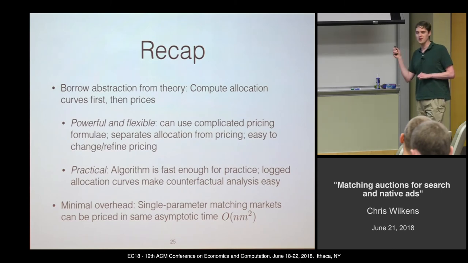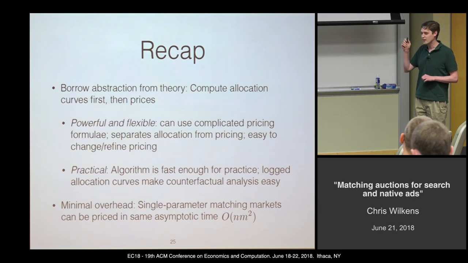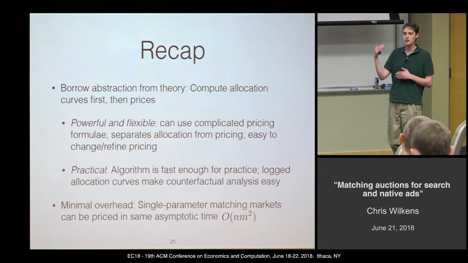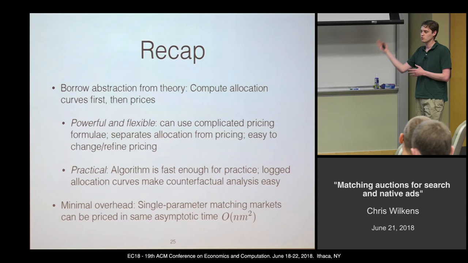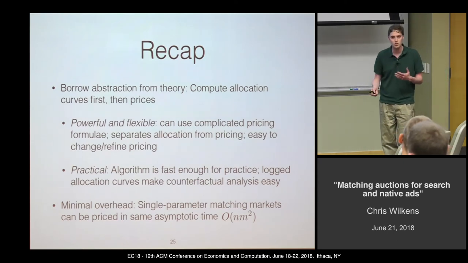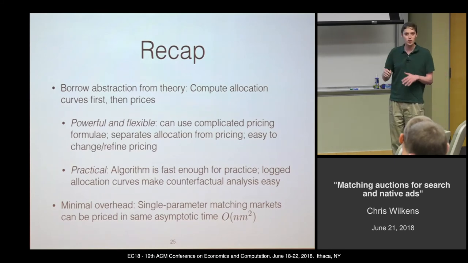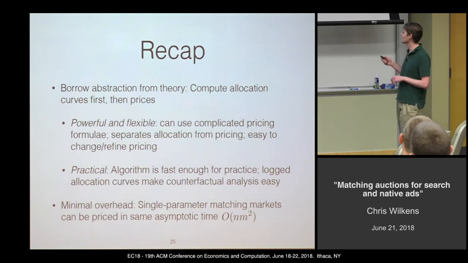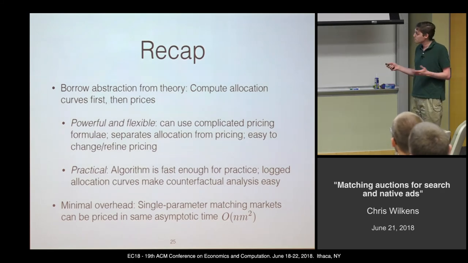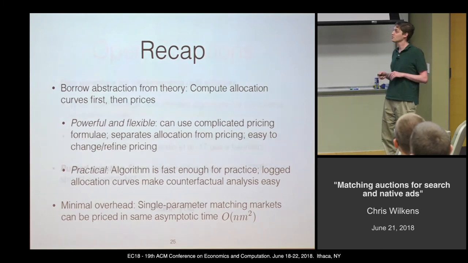Another interesting thing about it that is useful: it's surprisingly hard to reverse engineer an auction in practice. You have all this data in logs, and invariably there are some parameters that were not properly logged. Somebody was running an experiment, and you didn't know exactly what allocation they were using. By logging the whole allocation curve at runtime, it makes it much easier and more reliable to do counterfactual analysis. So this is an interesting side effect in practice. And then our result is you don't have an asymptotic runtime overhead of doing this.